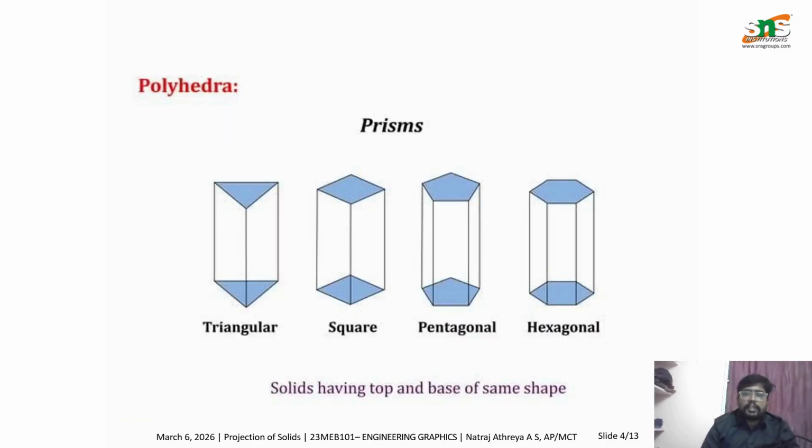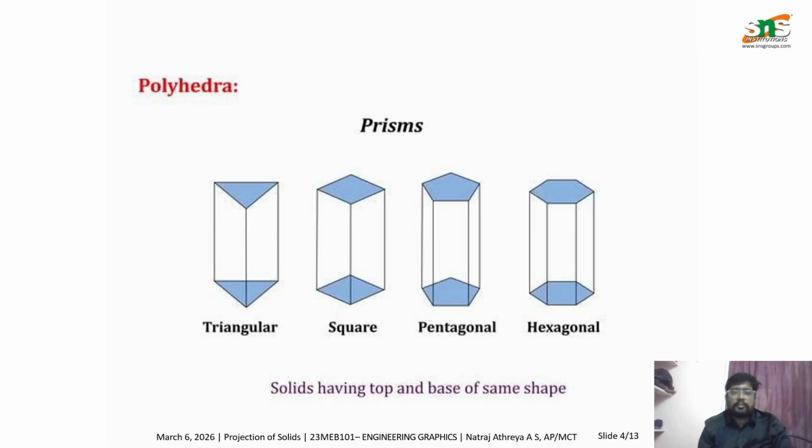Under polyhedra, we have two types. One is prisms, and the other is pyramids. So we'll start off with prisms. Prisms are solids which have the top and base shape the same. Say, for example, here in this one we have a triangle as the base shape, and the top shape will also be the same, and the dimensions also will be the same.